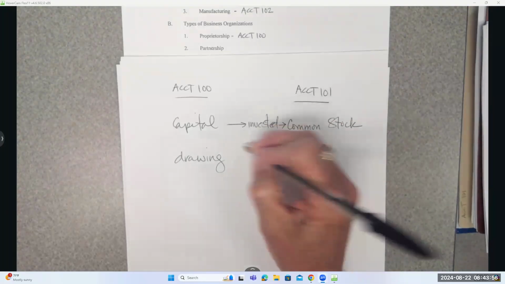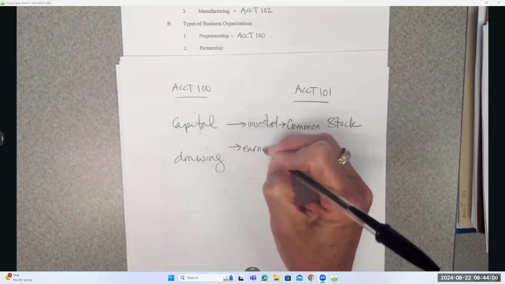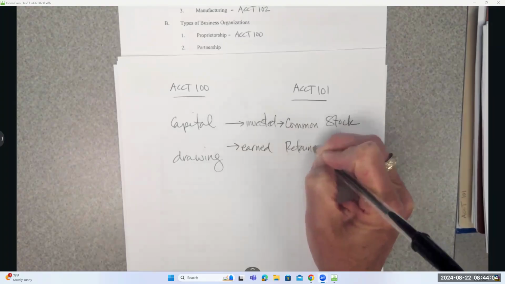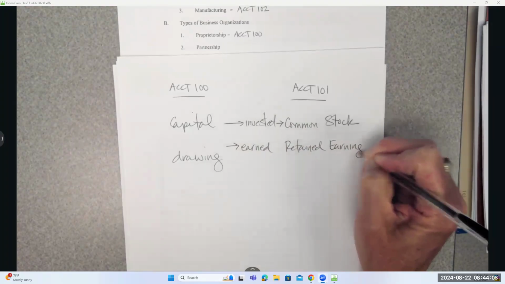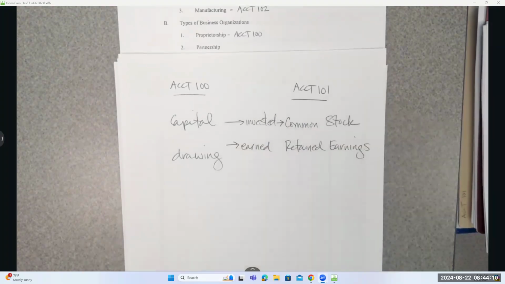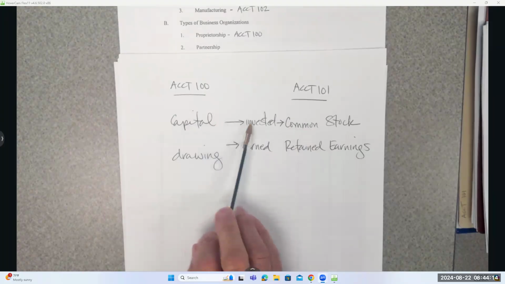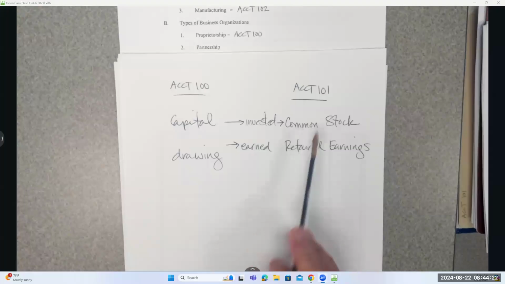And then the earned equity is going to go to an account called retained earnings. So both of them were in the capital account previously, invested and earned. Now the invested goes into common stock, earned goes into retained earnings. So we have two separate equity accounts for the invested equity versus the earned equity.